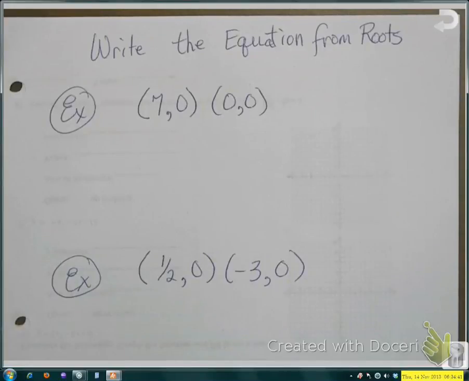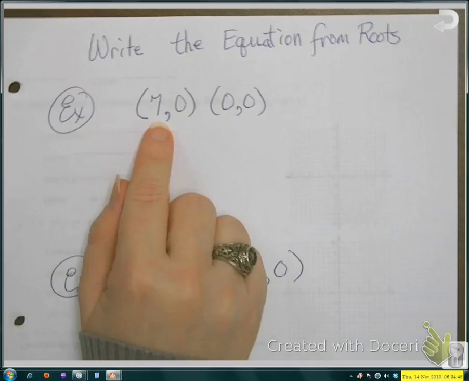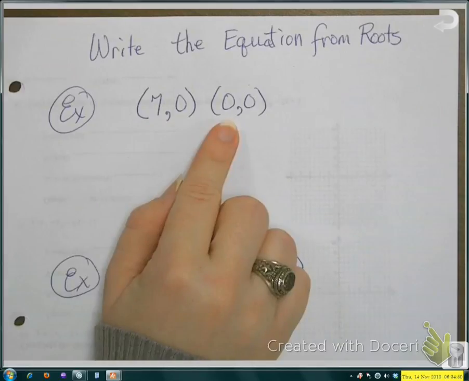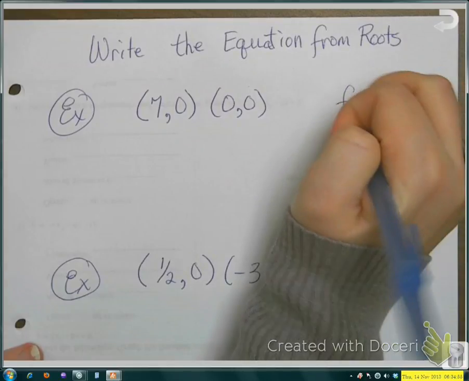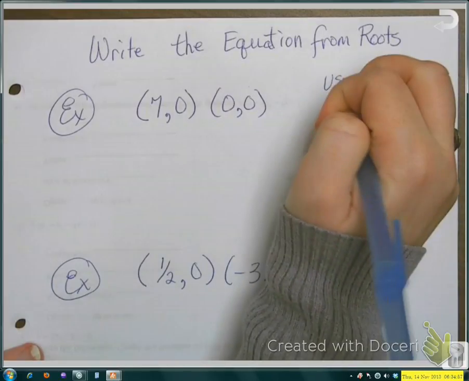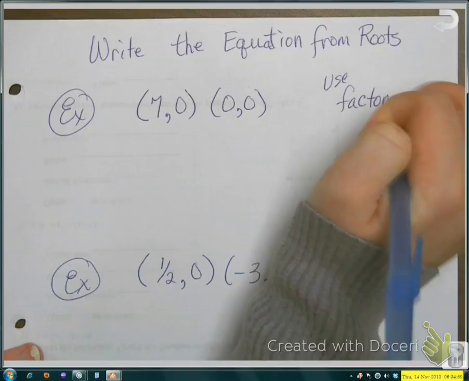Now let's look at how to write equations from roots. So here I have two wonderful roots. One root is at 7, 0, and the other root is at 0, 0. If you remember, the key is to go to the factored form. We're going to use the factored form of the equation.